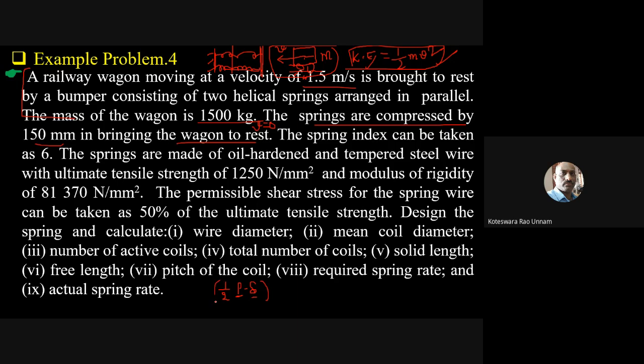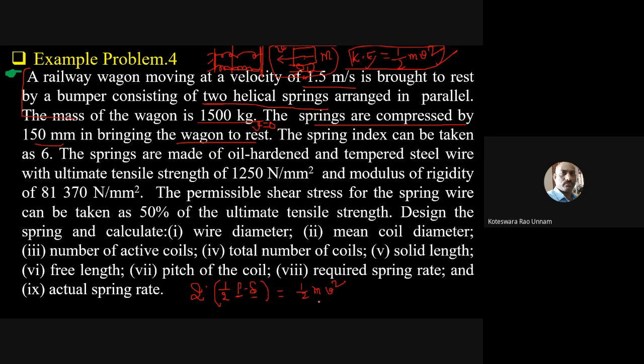But here, how many springs do you have? Two springs are there, two helical springs, and they are in parallel. So I need to take the strain energy of the two springs. For one spring it is half P delta. Since they are in parallel, I have to take 2 times half into P into delta. So then this should be equal to half mv square.